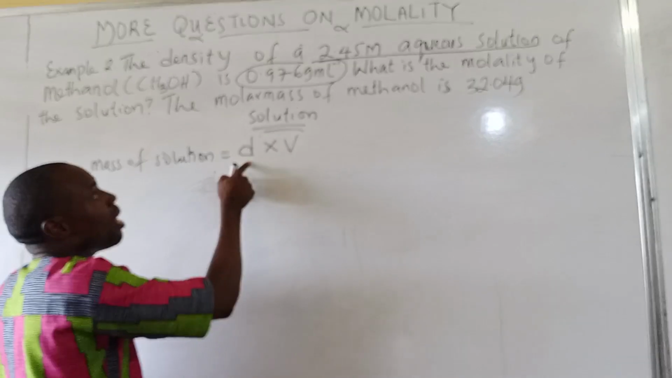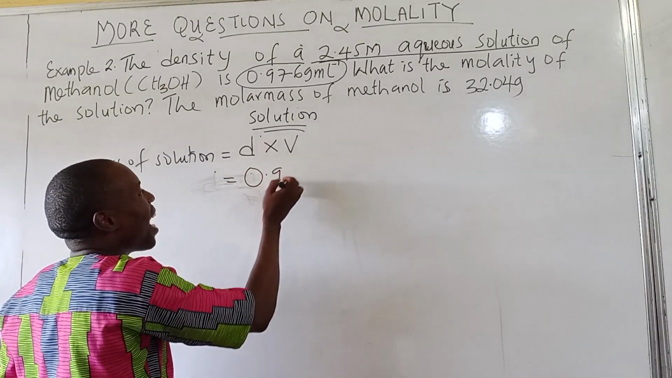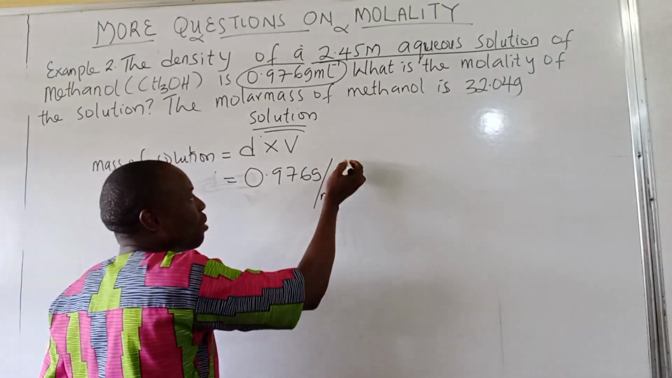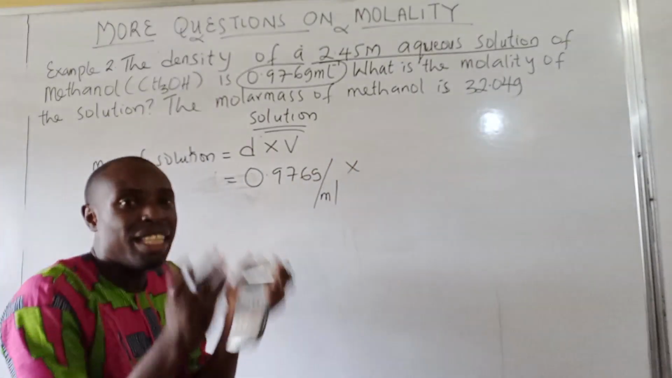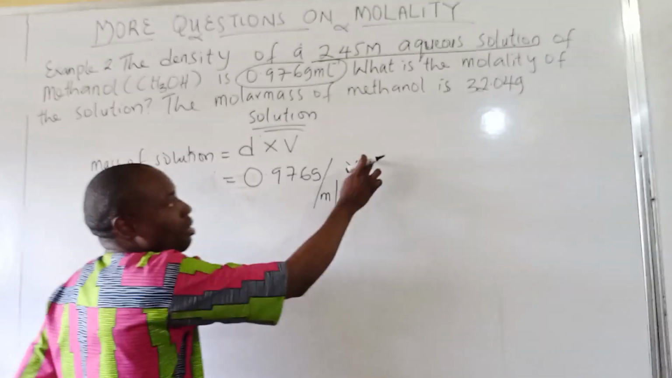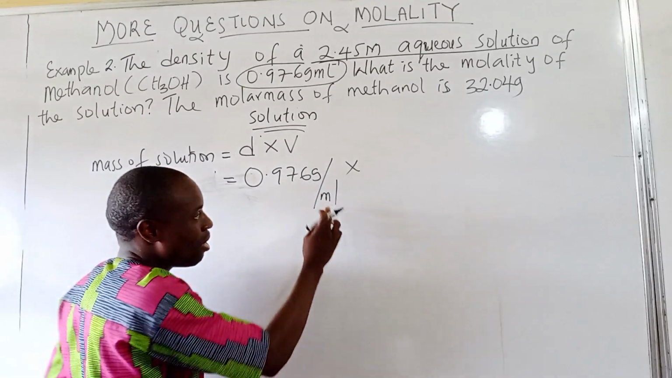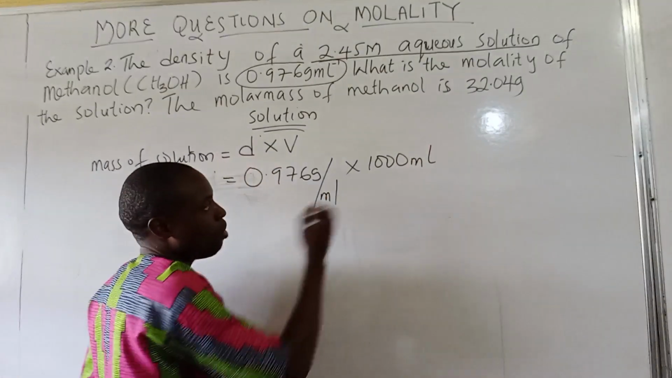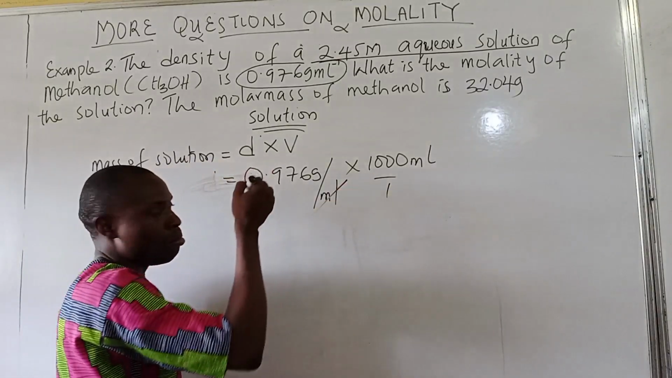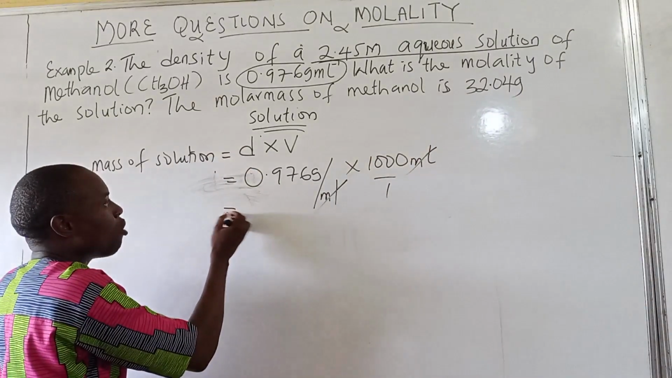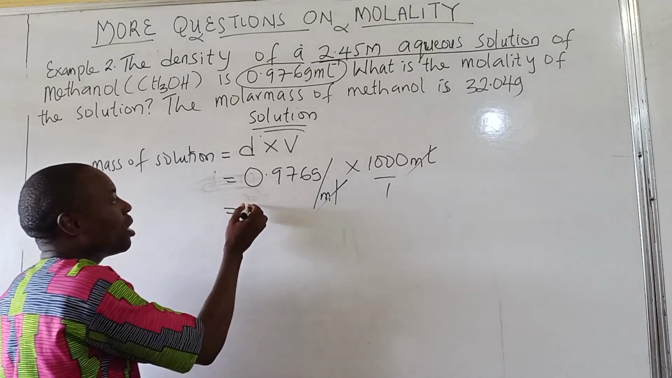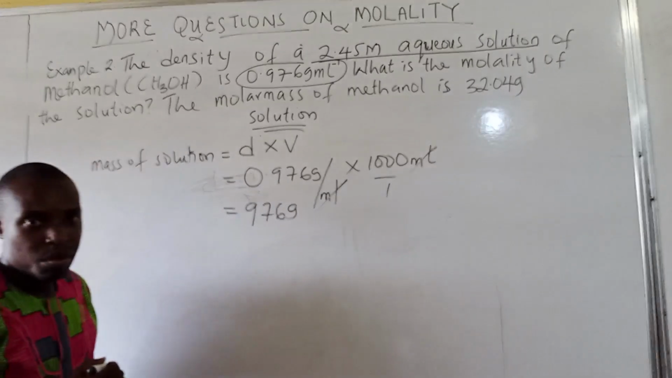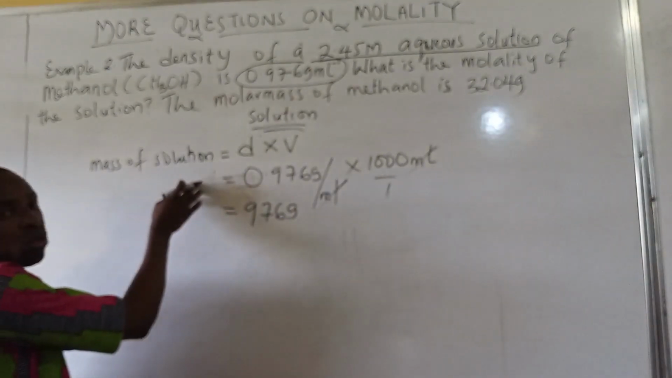So therefore the density here is 0.976 gram per mL, and the volume is 1 liter. If it's 1 liter, we convert it to milliliter, so we have 1000 milliliter over 1. So mL cancels mL, and when we multiply, we have the mass of the solution to be 976 gram. Now we've got the mass of solution.